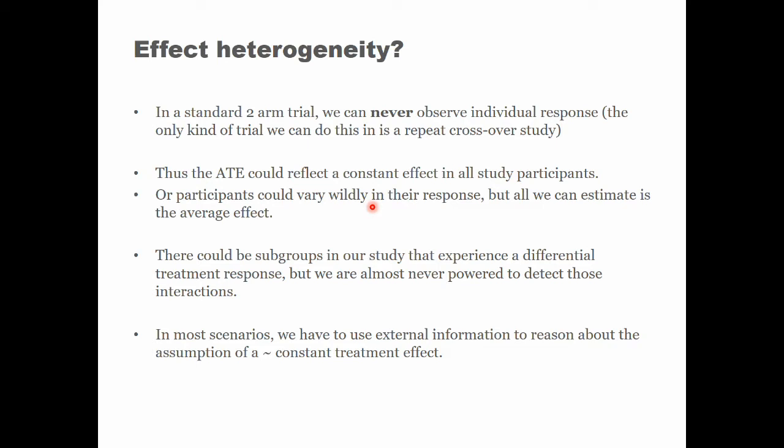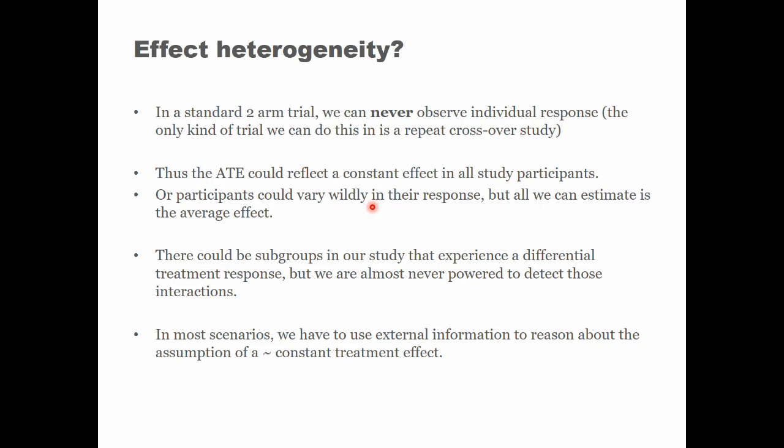Now, there could be subgroups in our study that experience a differential treatment response, right? So we might have males and females in our study, and it might be that the females overall responded better to the treatment than the males, and that would be extremely useful information if we had it. The problem is that is what we call effect modification or interaction, and we can estimate that. So we can get an estimate of not just the effect of the drug overall, but then the difference in the effect of the drug over levels of some other covariate, like sex or anything really, BMI.